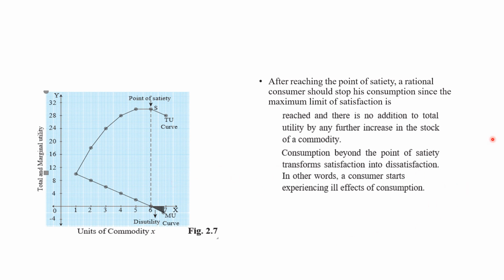So this is all about the relationship between total utility and marginal utility. Total utility keeps on increasing, and marginal utility keeps on decreasing. At the highest point, it arrives at the point of satiety, that is maximum satisfaction, and marginal utility becomes zero. That's all. Thank you.